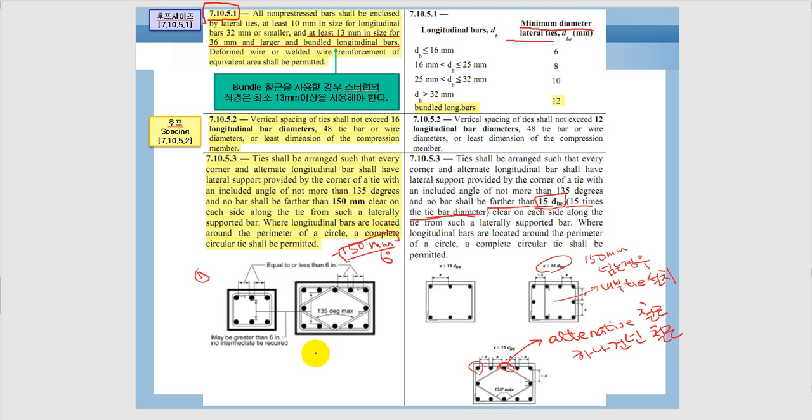So what is clear distance? Clear distance is measured from face to face of the bars, whatever you're talking about, right? This is the clear spacing or clear distance, whatever. If you measure from the center here, then this is not clear. We can say this is center to center.